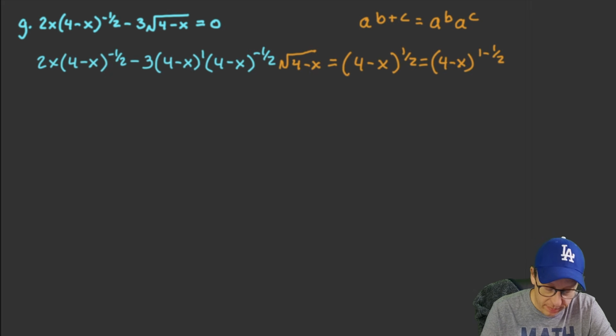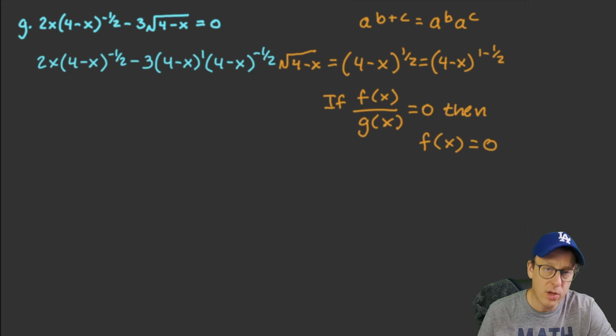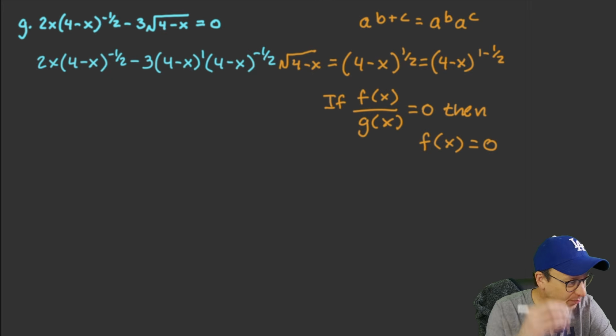Something to be aware of is if you have f(x) over g(x) equal to 0, then f(x) is equal to 0. So what we want to do is figure out how to factor these out. Let's go and do it.